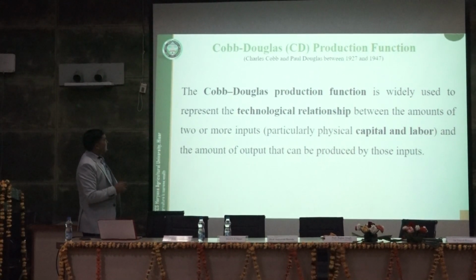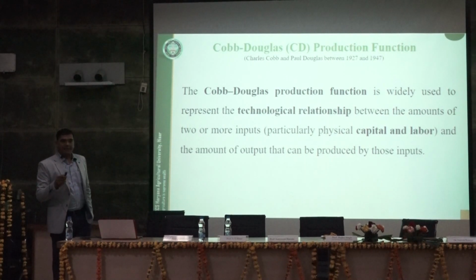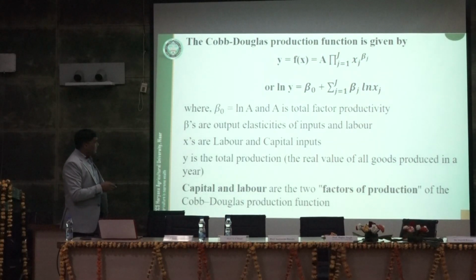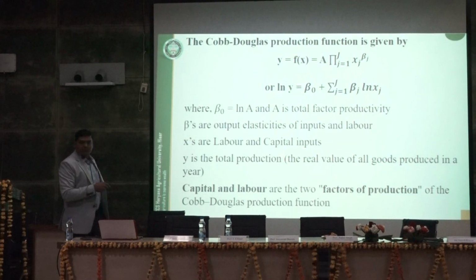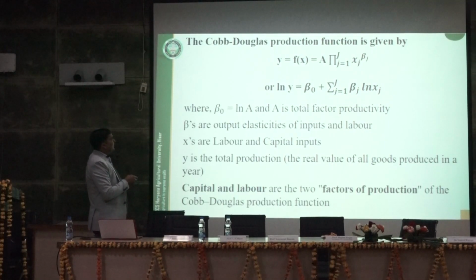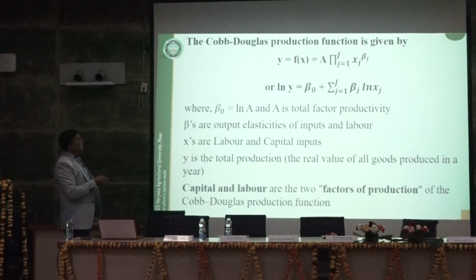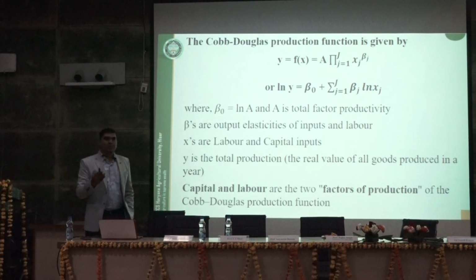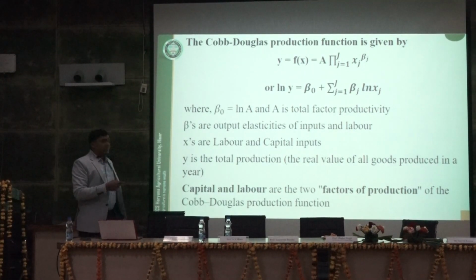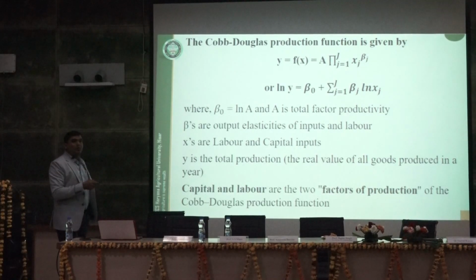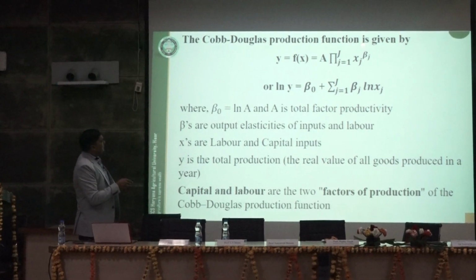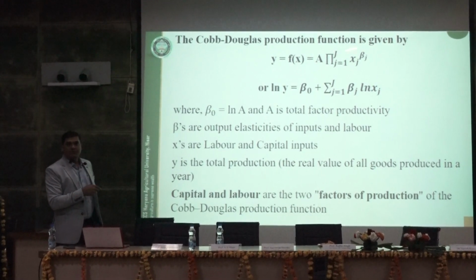Okay. So this is the simple, widely used production function, and this is the functional form of the Cobb-Douglas production function. This y is the output variable, and this f(x) means the function of the x's. The x's mean the inputs. So input may be your labor, or input may be your capital.